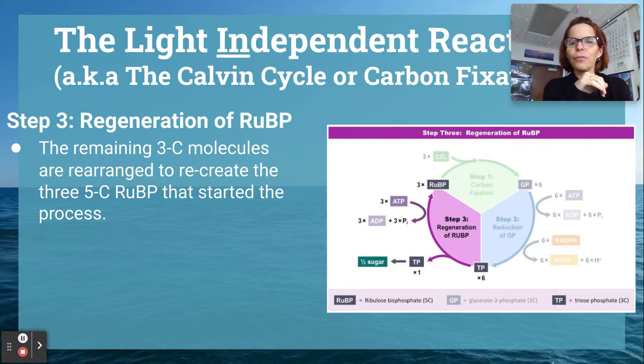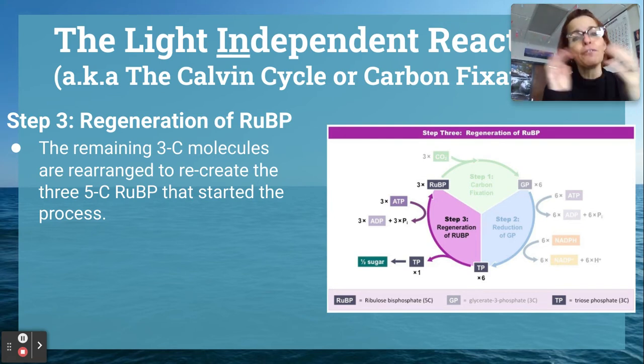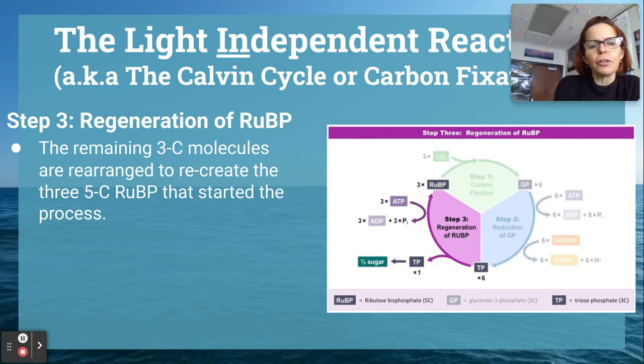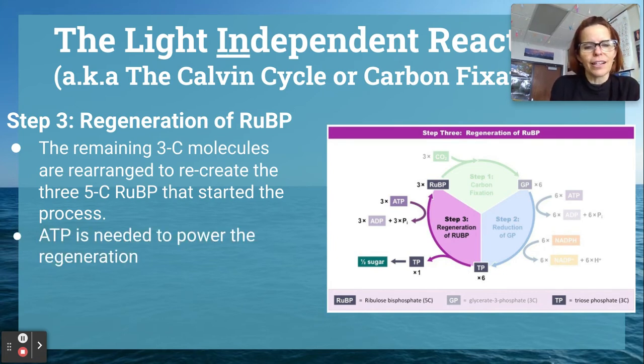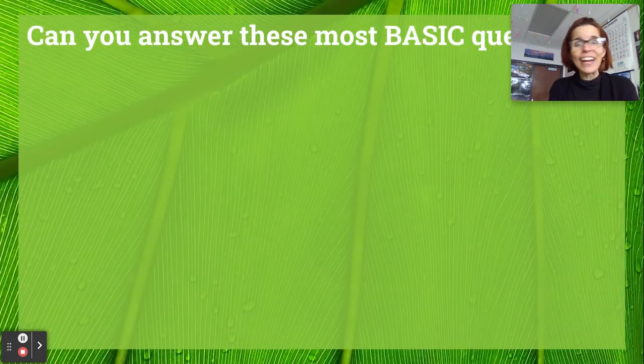They get all rearranged during this regeneration process to make 3 5-carbon molecules. How many carbons do we have now? 15. So if you do the math, it still works out. So the remaining 3-carbon molecules are rearranged to recreate the 3 5-carbon RUBP that started the process. ATP is needed to power that regeneration, so we're going to use up some more of our ATP in the process. All right, that's it.